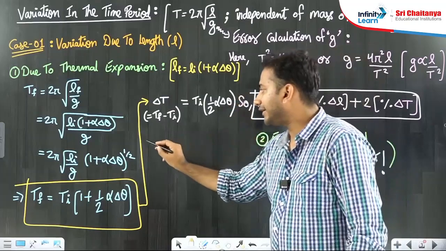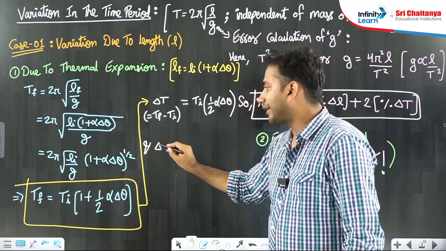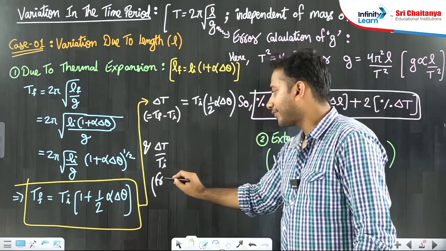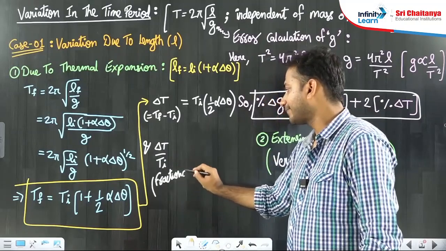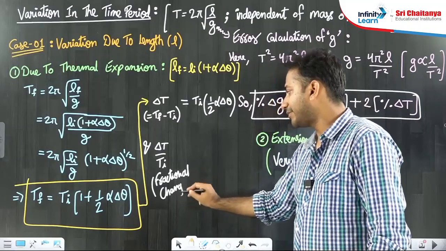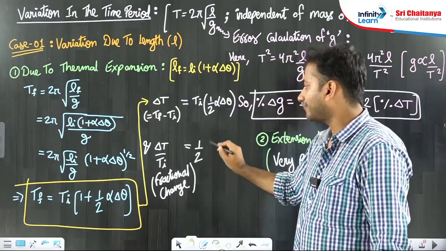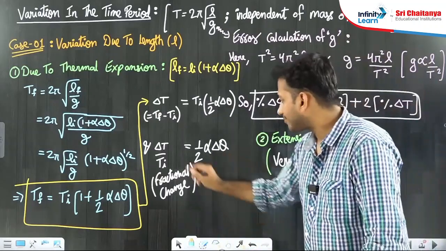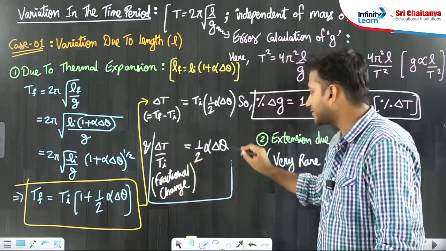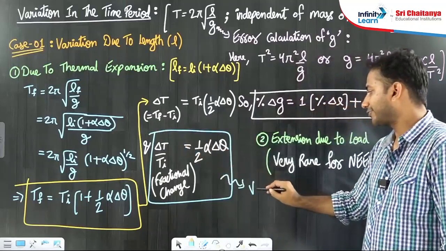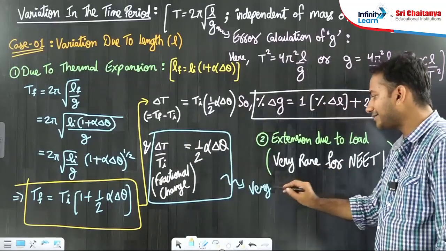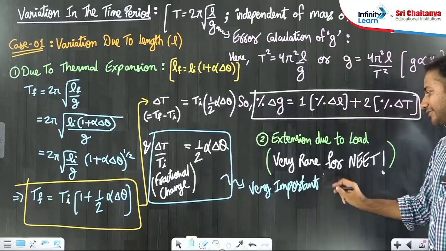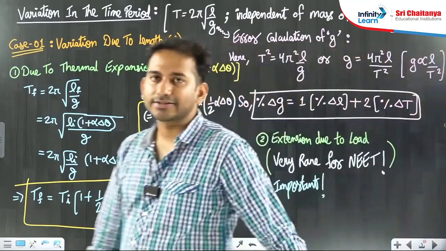And a common question in the NEET exam is fractional change in time period, delta T by T initial. Fractional change in time period of simple pendulum, that will come out to be half alpha delta theta. Half alpha delta theta, this is very much important here. This step particularly, this expression is very important. So I'm telling you what is not so important for the NEET exam as well as what is quite important for the exam. So this is something very important. You can remember it right now as a new formula.